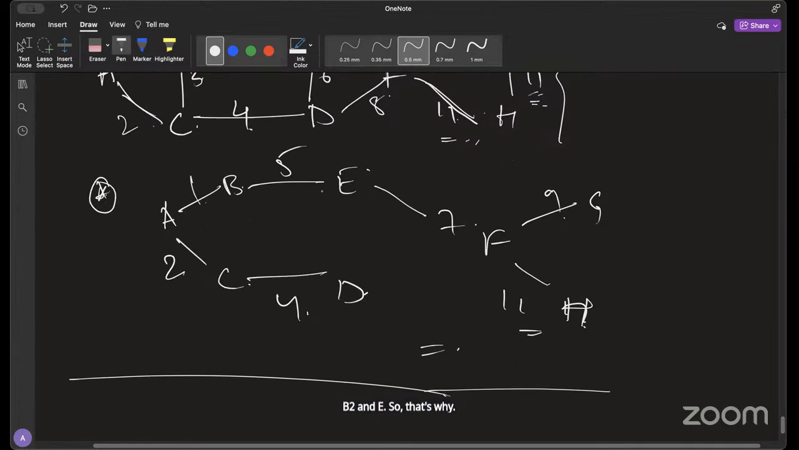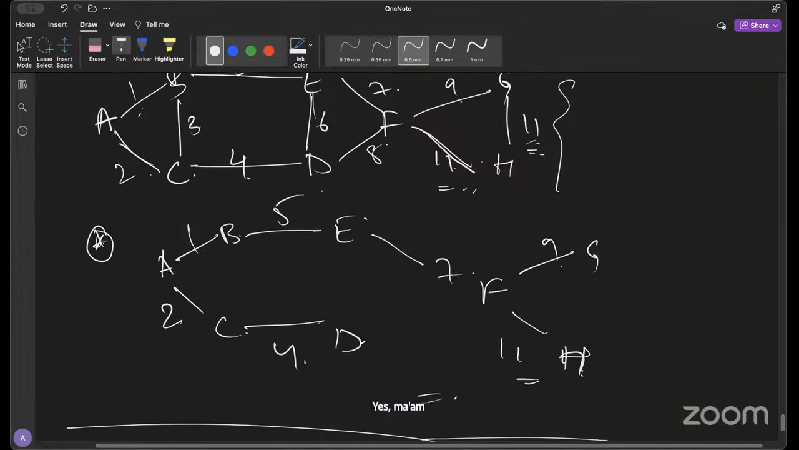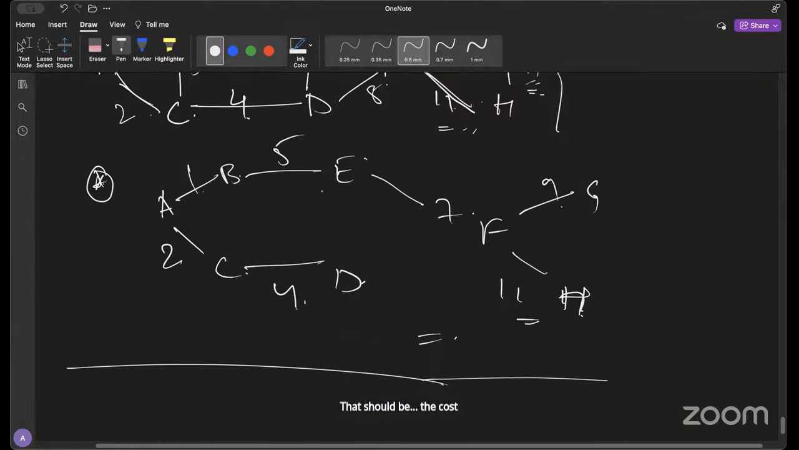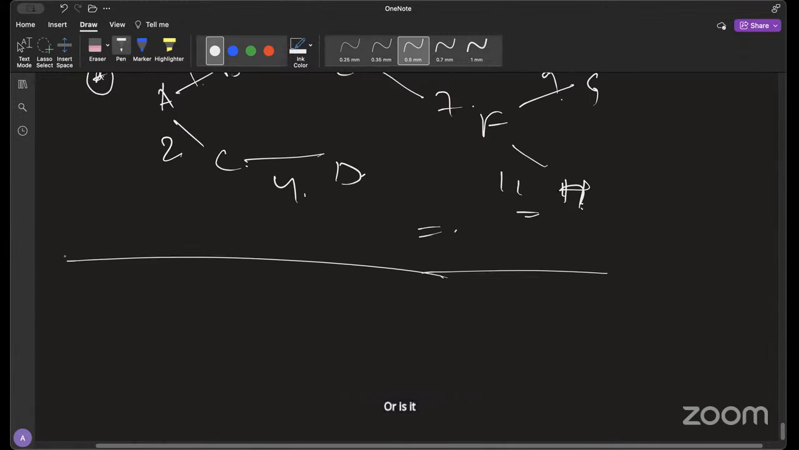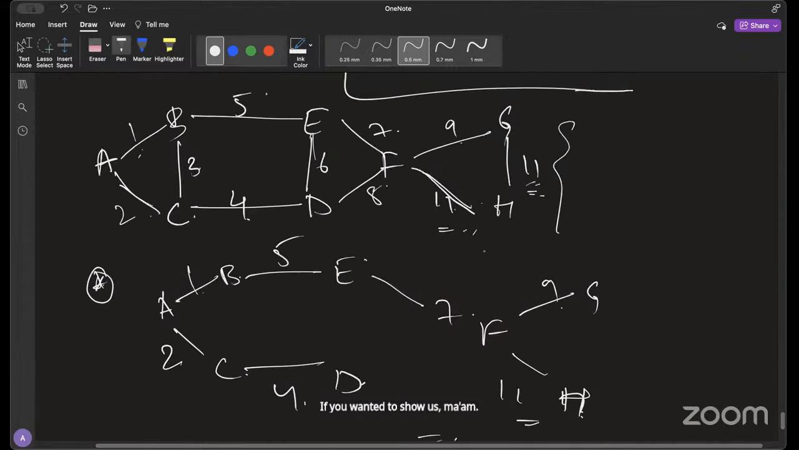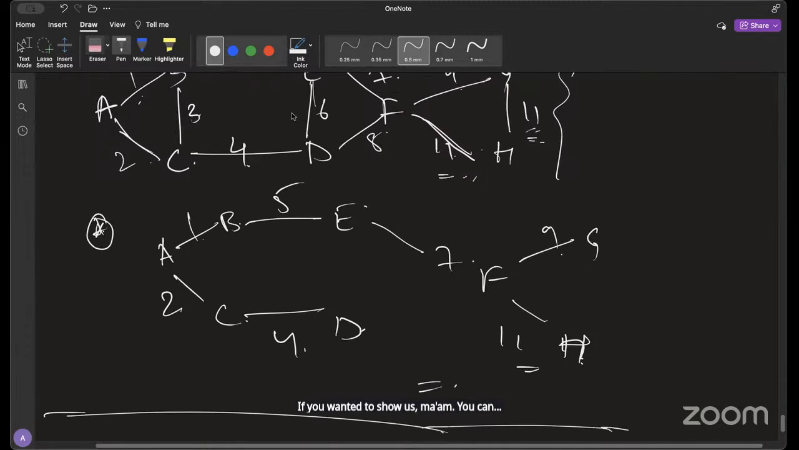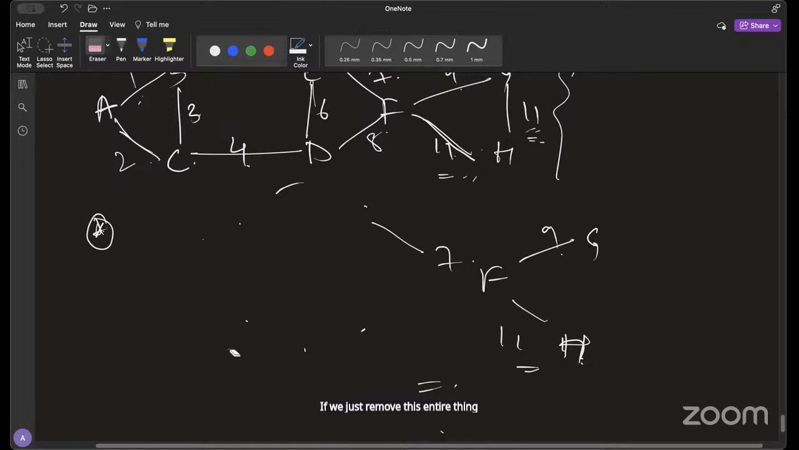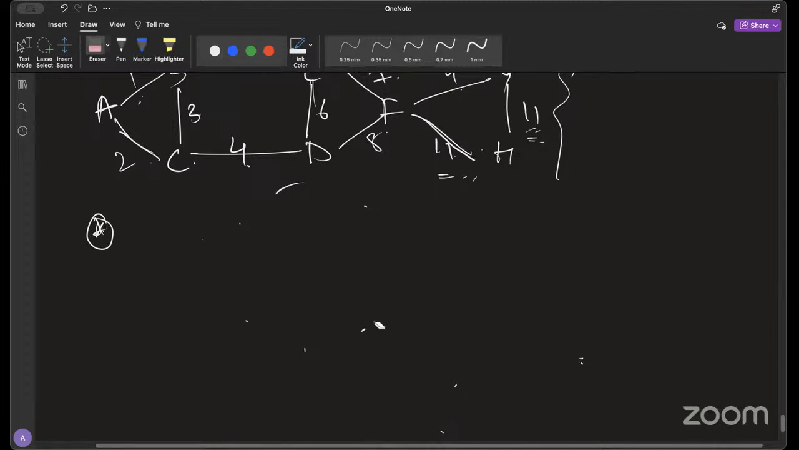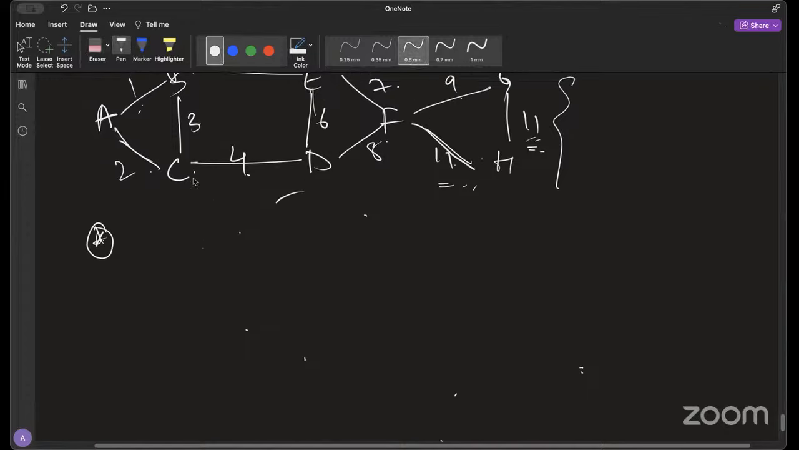So you use Prim's algorithm. Yes, ma'am. That should be the cost, it shouldn't change. Do you want me to try using Prim's, or is it fine? If you wanted to show us, ma'am, you can. Okay, using Prim's, you'll have. Let me just remove this entire thing from them. So using Prim's, you'll have.